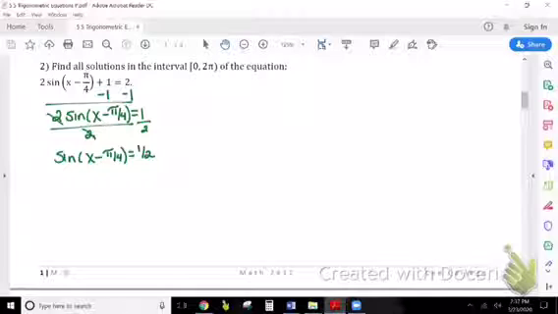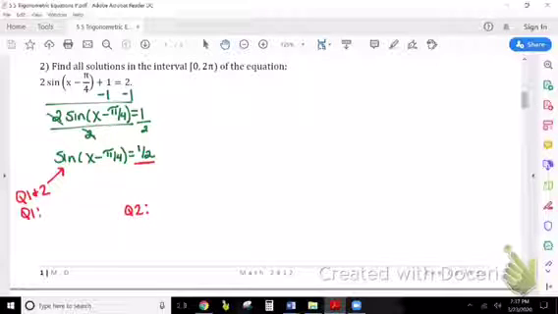Well, we're going to do the same thing from here that we did before. The only difference is I don't just have sine of x. I have sine of x minus pi over 4, and we'll deal with that more towards the end. So just like what we did before, we know we have sine, and it's going to be a positive 1/2. So sine is positive in quadrants 1 and 2. So we're going to have our quadrant 1 answer, and we're going to have our quadrant 2 answer.